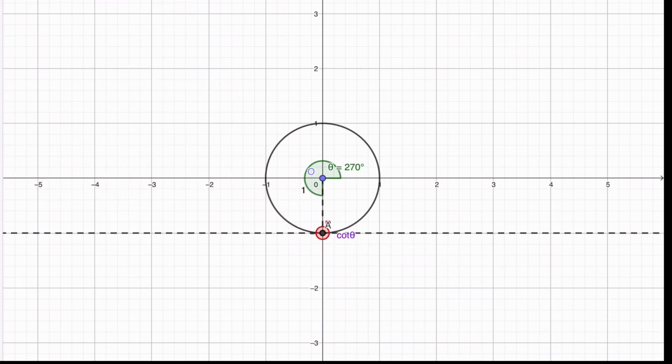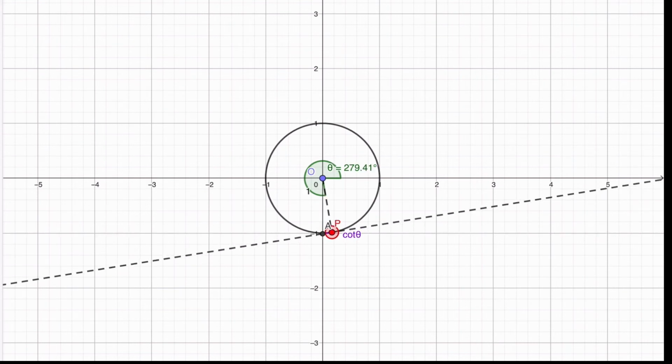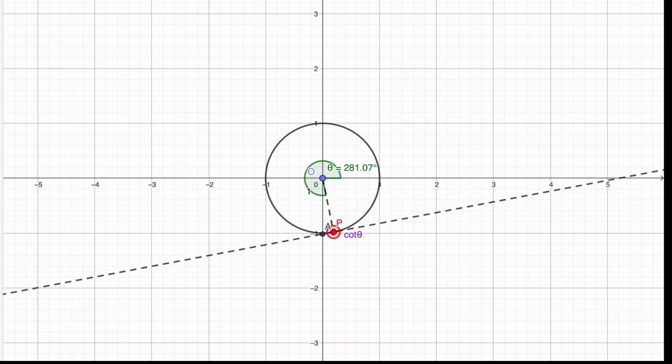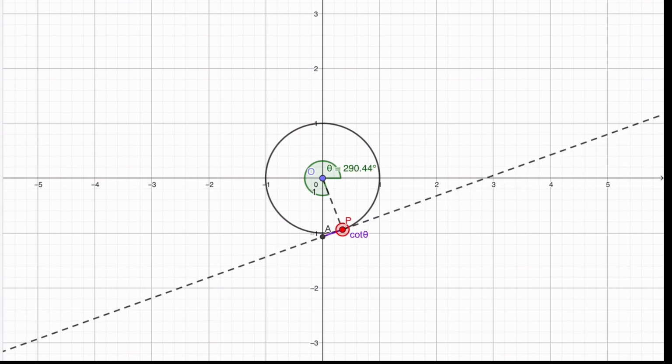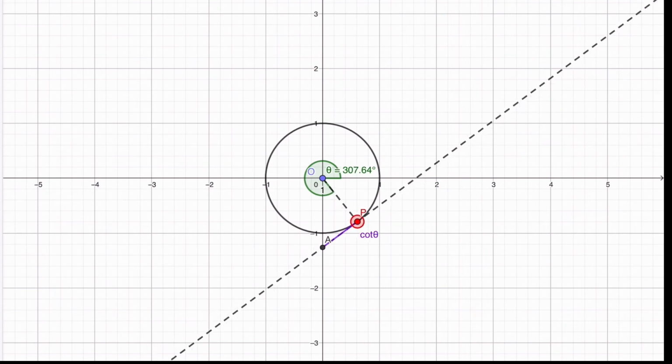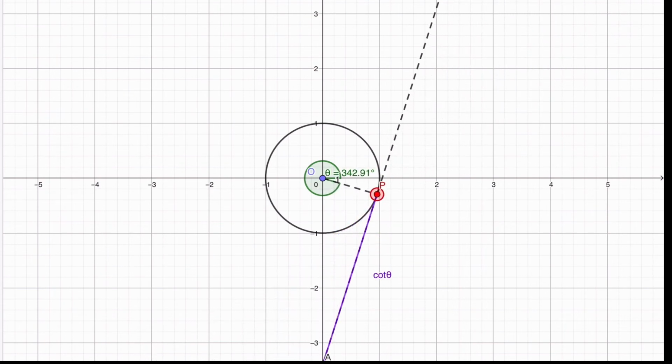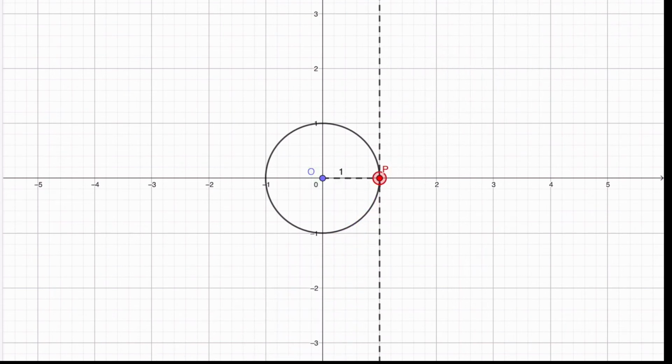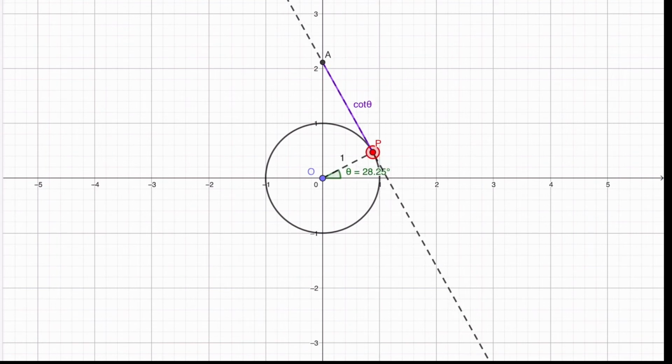Cot 270 degrees is 0, and in the fourth quadrant, cot theta will be negative because sin theta is negative in the fourth quadrant. And as theta increases in the fourth quadrant, cot theta decreases from 0 to negative infinity. So, cot 2 pi radian is not defined. Now, let us see the graph of cot function.